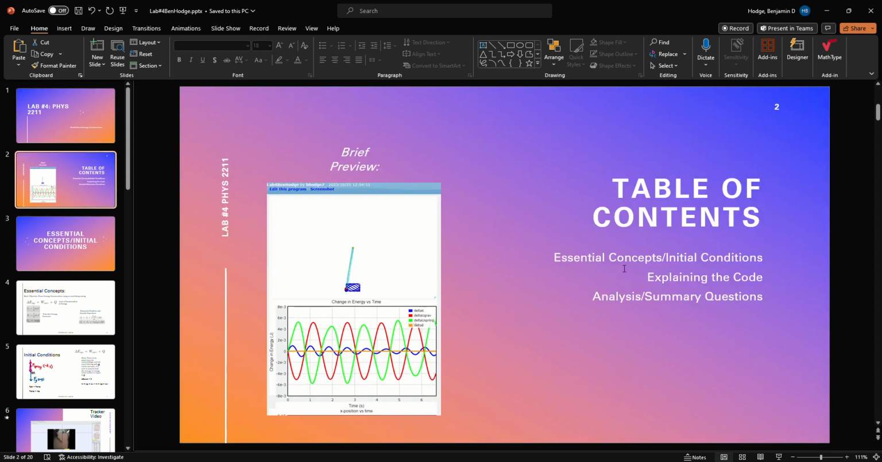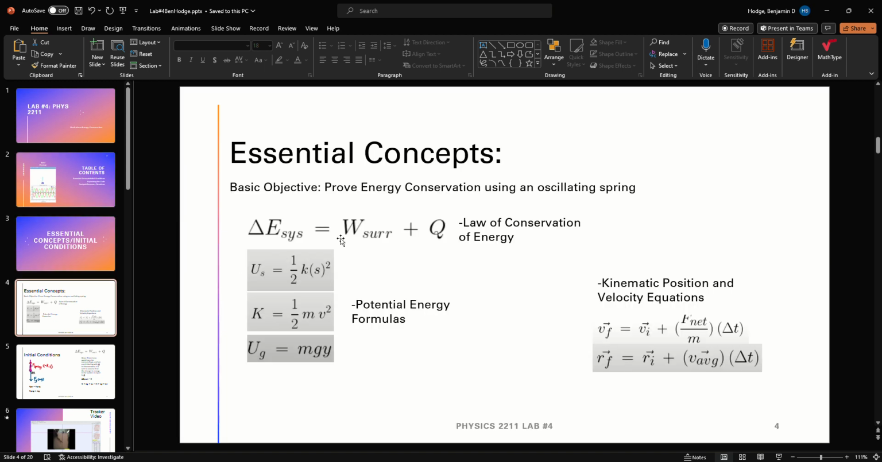A table of contents. We're going to go through essential concepts, then explain the code, and then our analysis at the end. First off, we're going to start with two basic kinds of things we're going to be dealing with in terms of formulas.